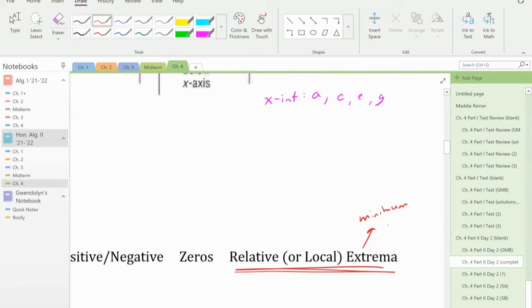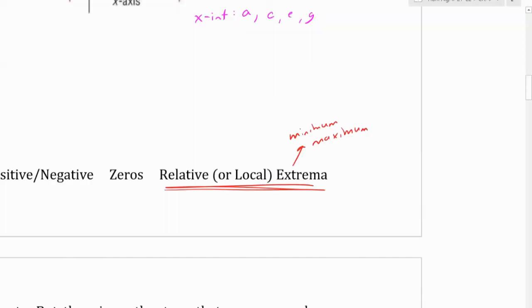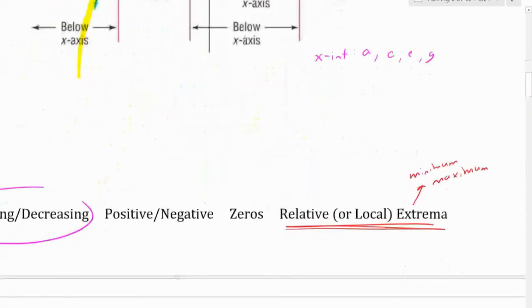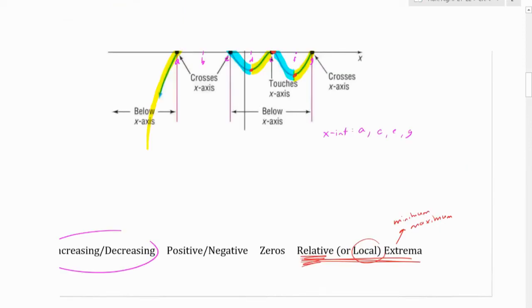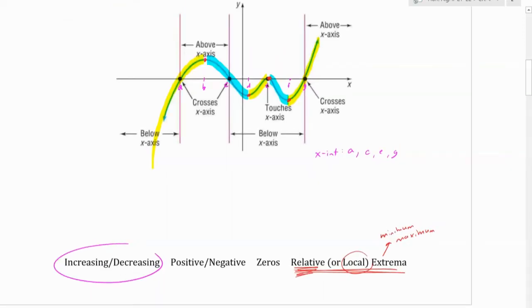They can be a minimum or a maximum. The thing you're going to do for homework calls them a relative minimum, a relative maximum. Some people call them local minimums and local maximums. I actually kind of like the word local better, but Delta Math didn't ask me.